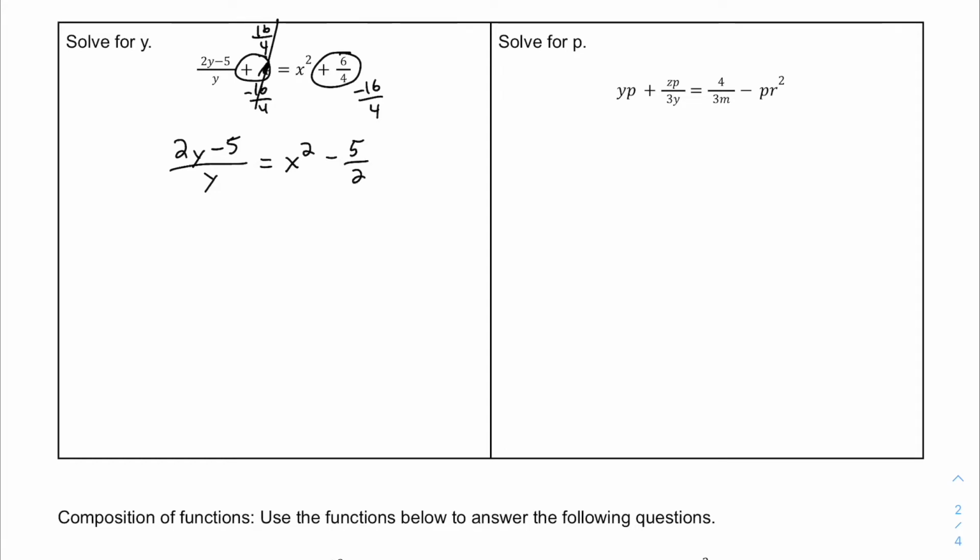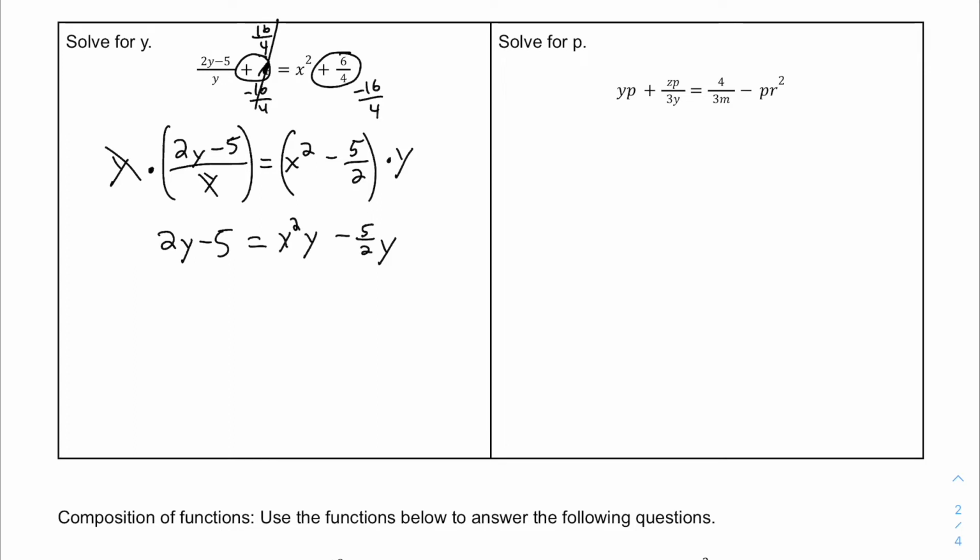Here, I cannot cancel the y's. I need to multiply both sides by y. And I get 2y minus 5 is equal to, the y distributes to both terms, yx squared minus 5/2 y. And actually, I'm going to write this as x squared y. Okay, now I want all my y terms on the same side, so I will subtract 2y from both sides. And I get negative 5 is equal to x squared y minus 5 halves y minus 2y.